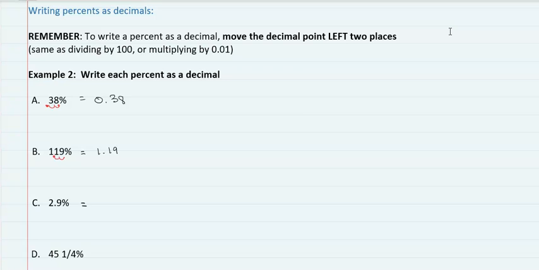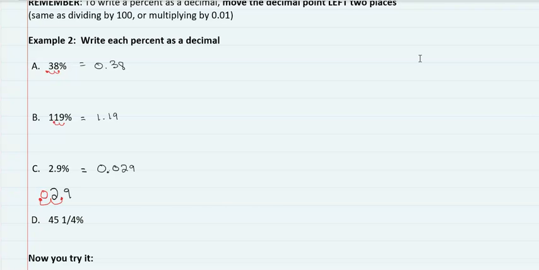All right, the next one is 2.9. I'm going to come down here and write 2.9, so I've got a little bigger space to work. And I'm going to take the decimal point where it sits and go back 2 places. I'm going to put it here, and that's going to give me 0.029. So I'm going to put a 0 as a placeholder and then 0.029.